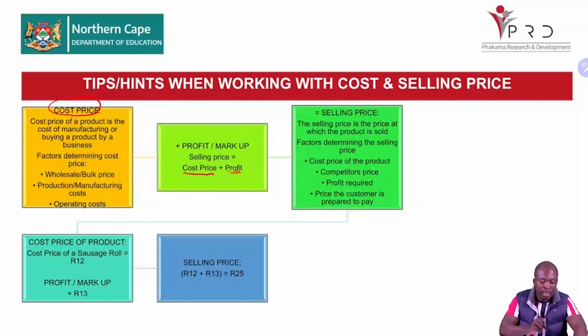All right. The cost price of a sausage roll, let's take for example now, is 12 Rand. And we want to make a profit of 13 Rand.